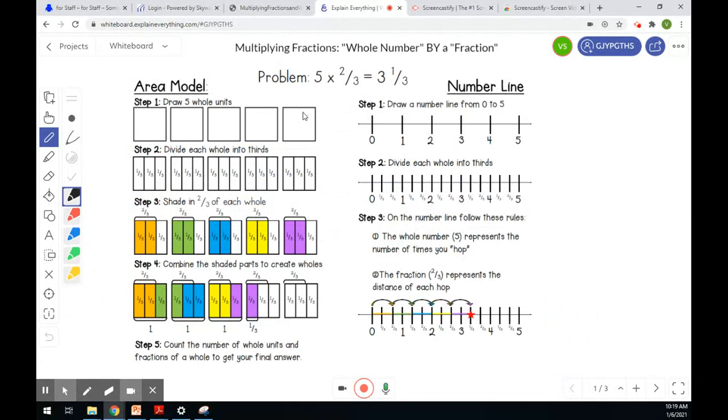This is multiplying a whole number by a fraction. The next lesson I'm going to do is multiplying a fraction by a whole. So it's flipped. We're actually starting with a fraction, and we're looking at a part of a whole. So a little bit different. All right, please review this lesson and let me know if you have any questions, okay? Hopefully this video should help you remember what we learned prior to Christmas break.